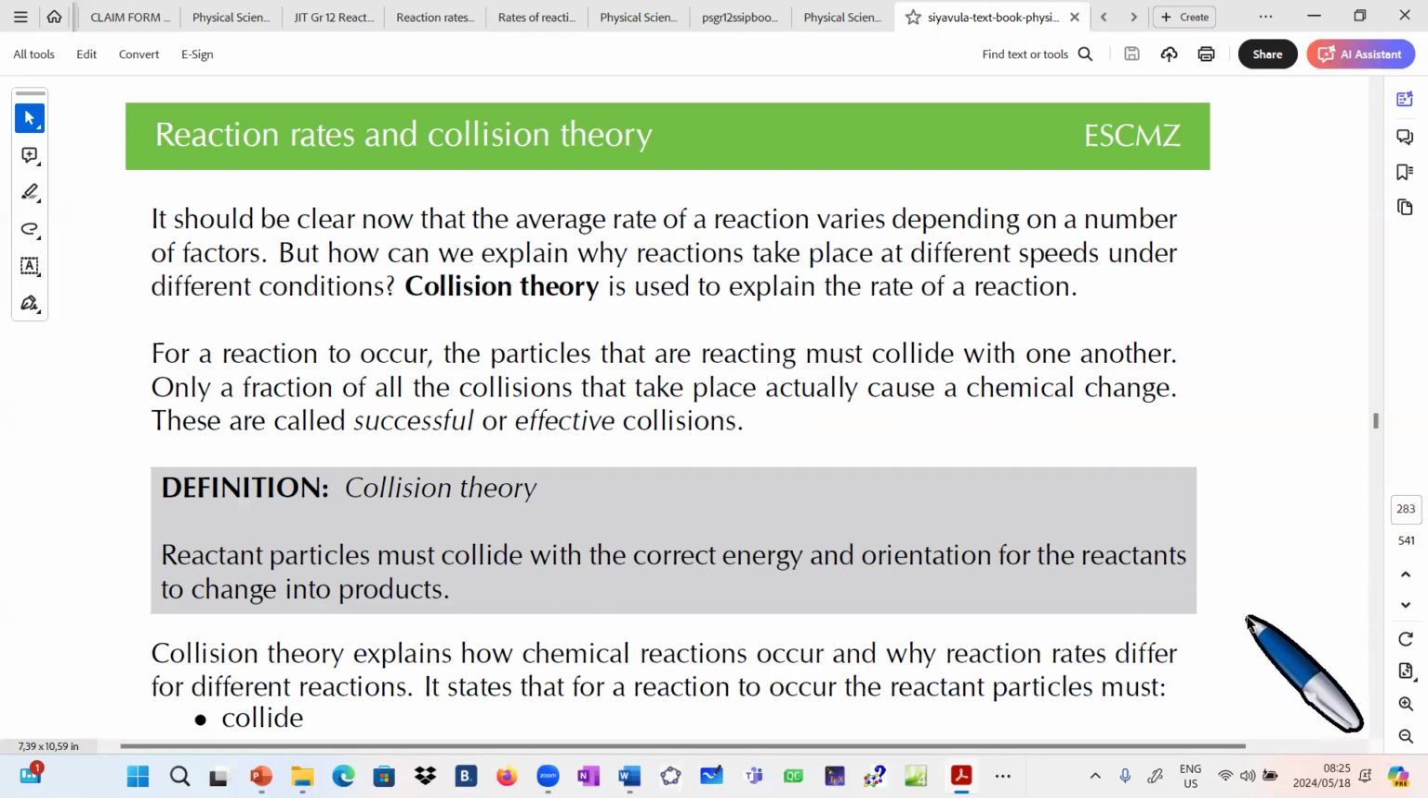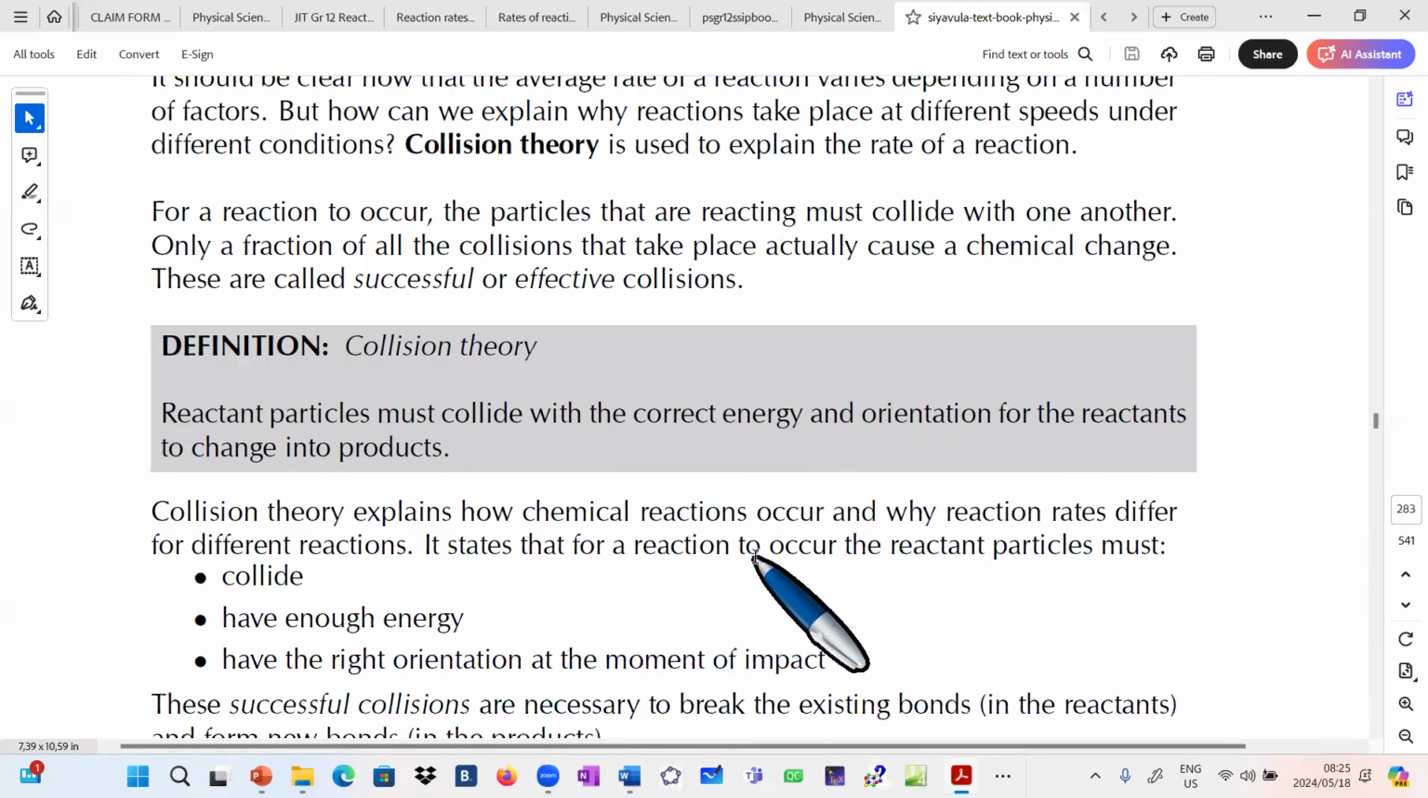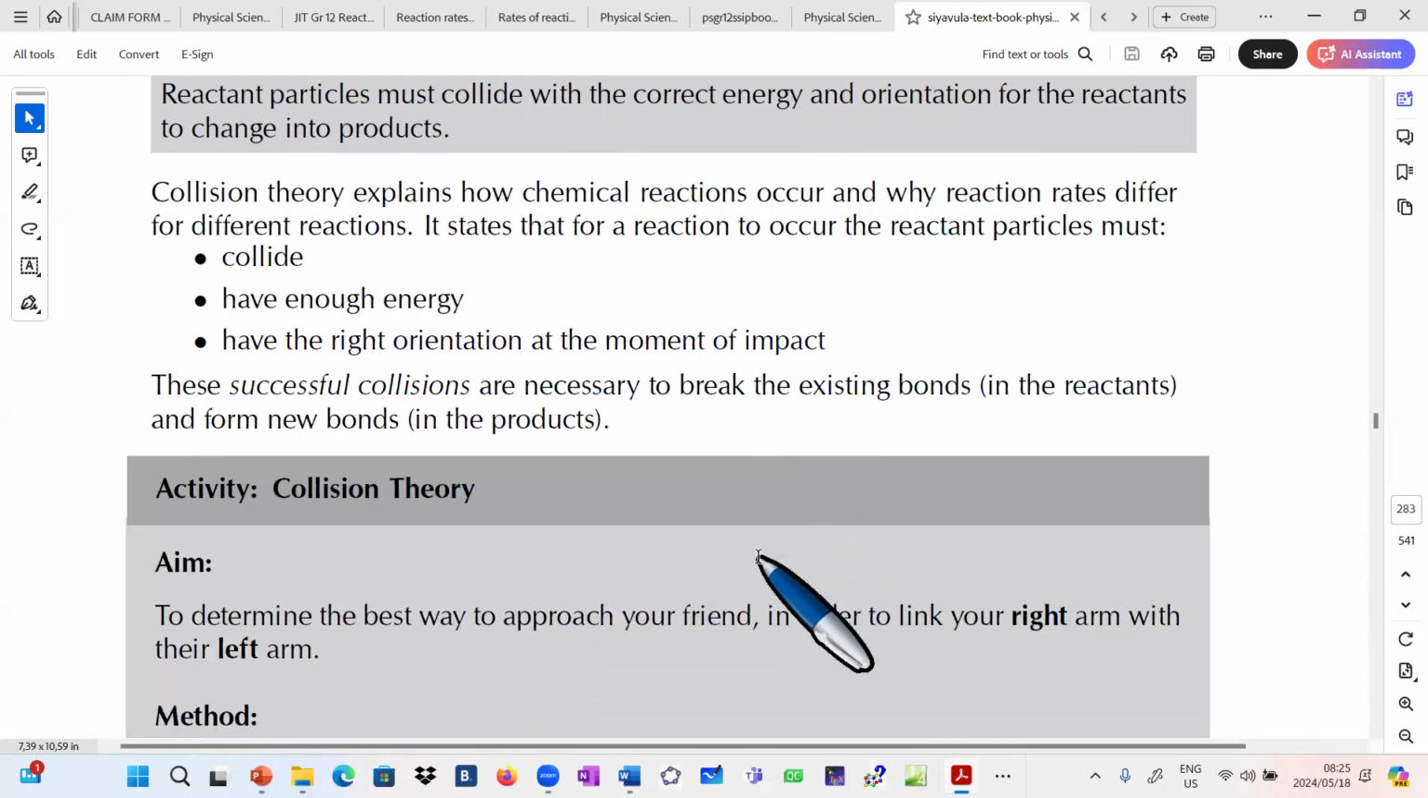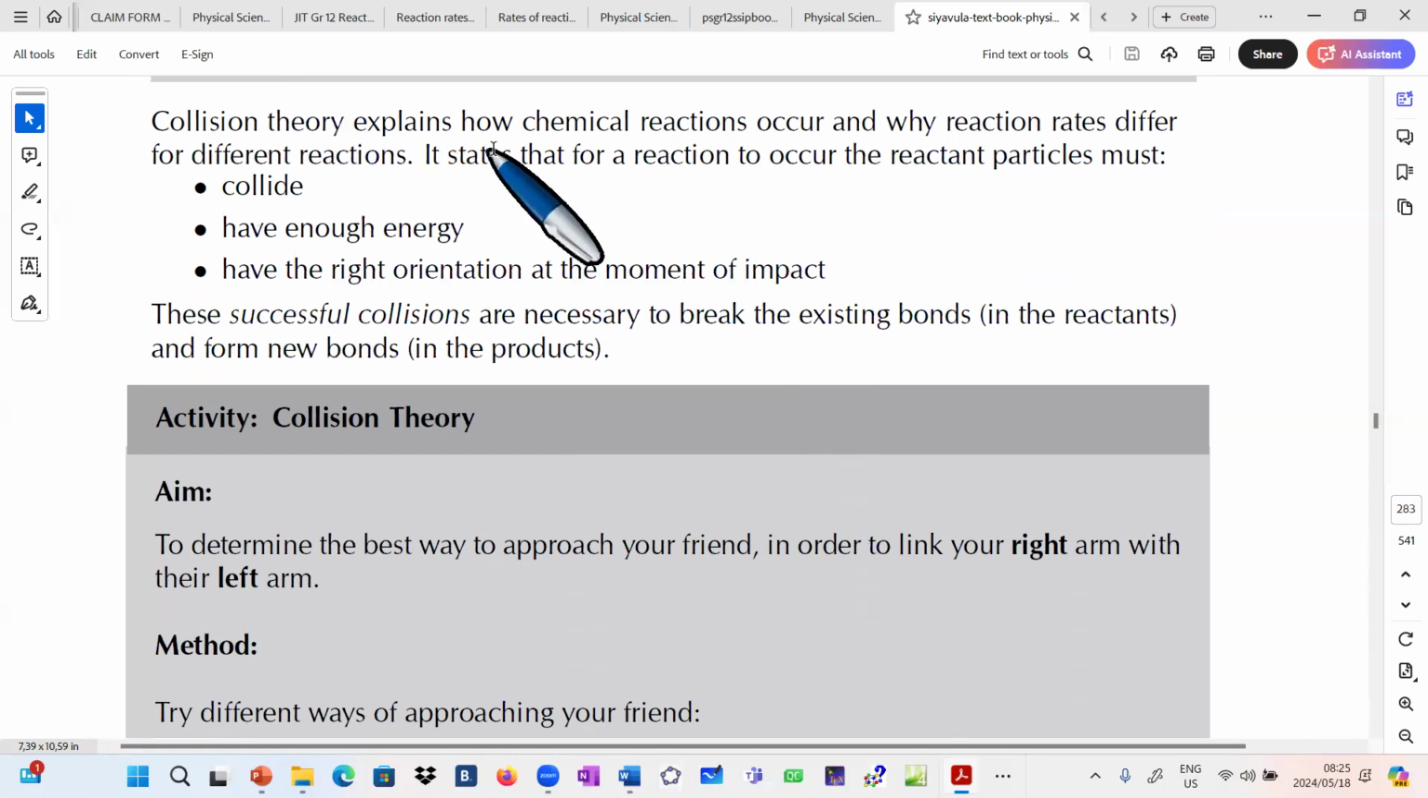Right, so these are the things we need to understand the basics. But I want us to look at the notion of the collision. Now, collision theory explains how chemical reactions occur and why rates differ for different reactions. So, to explain how chemical reactions occur, we bring in collision theory, and why reaction rates differ for different reactions.